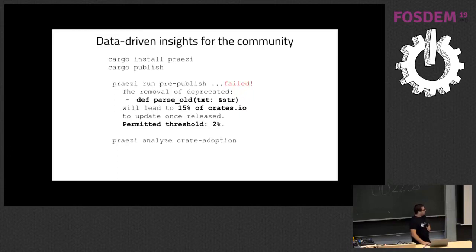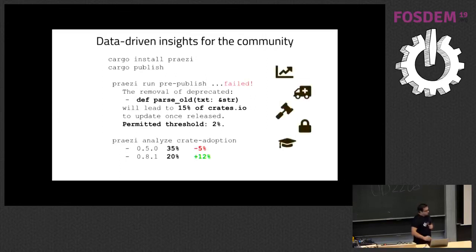And then, for instance, you can also analyze adoption. So here I had two versions. You can see, for instance, when you release your new version, that from today looking back 1 week, there are 5% less that are using your version of 0.5.0, and there are 12% more that are using 0.18. And there are also many more applications, like health aspects, maybe also licensing, security, and also maybe we can learn call patterns in general that can be for education purposes or other aspects.